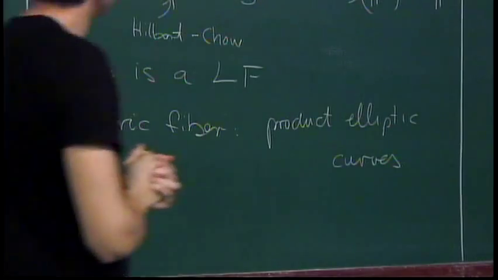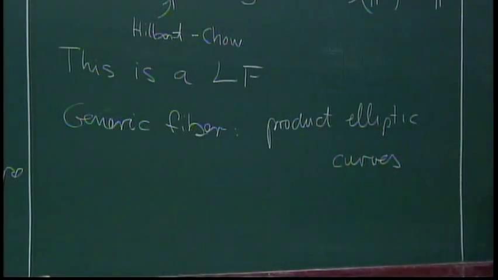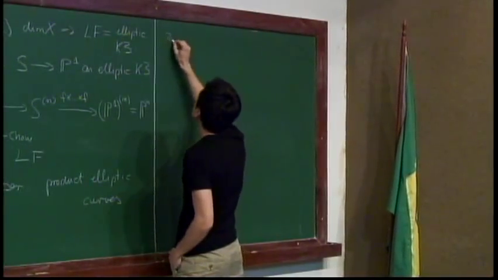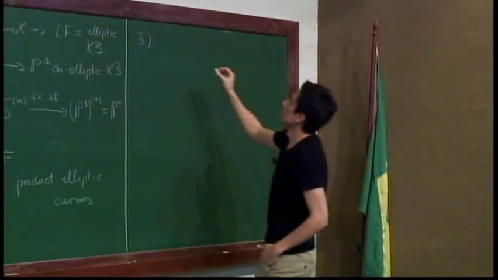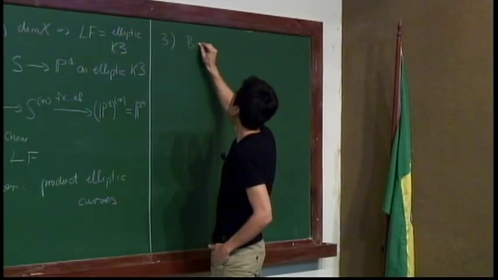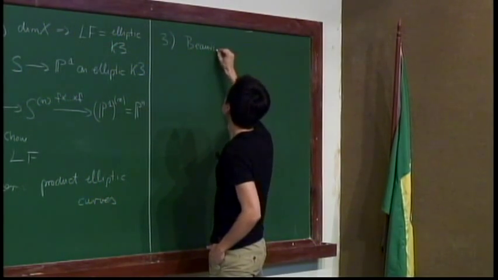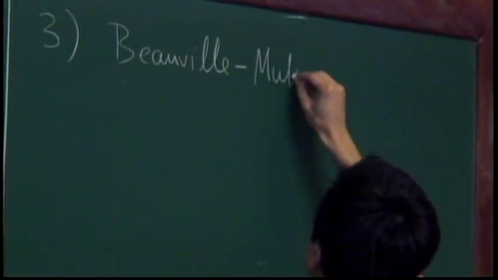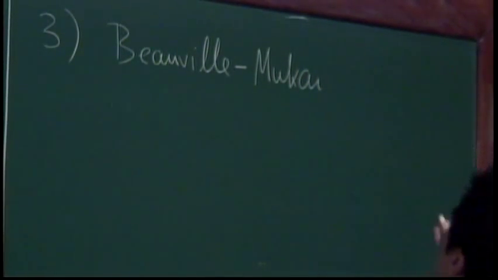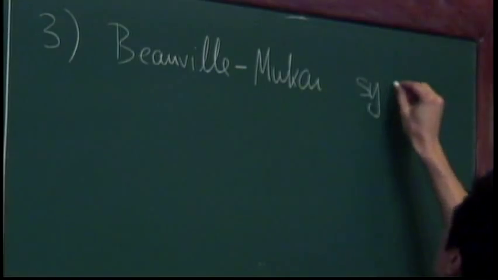This is the easiest higher dimensional example. Okay, let me give you a bit more complicated example. This was introduced by Beauville and generalized by Mukai. So they're called Beauville-Mukai systems.